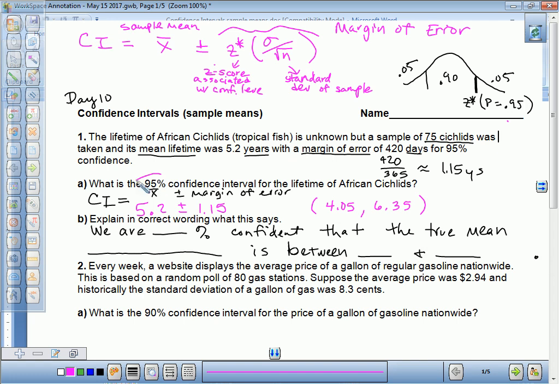Okay, in this particular problem, we have a 95% confidence interval, so 95 goes here. Mean of what? This is the mean lifetime of some tropical fish. And you could actually put in the specific type of fish. And that lifespan goes from a lower bound of 4.05 years to that upper bound of 6.35, and the unit is years.